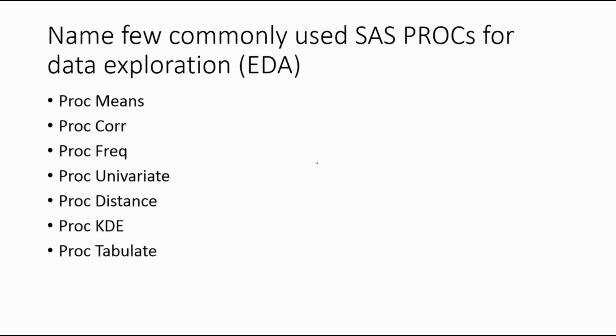So what are the few commonly used SAS procs for data exploration? In the last one we saw data handling, but what are the SAS procs which are very useful for data exploration? Proc means, you might have heard about proc means, proc corr. Proc means you can use for summarizing your data in order to get the mean, standard deviation, minimum, maximum, and then you can get so many other things as well. You can get a variance, you can get standard deviation, you can get the number of missing values using the nmiss statement, and so on.